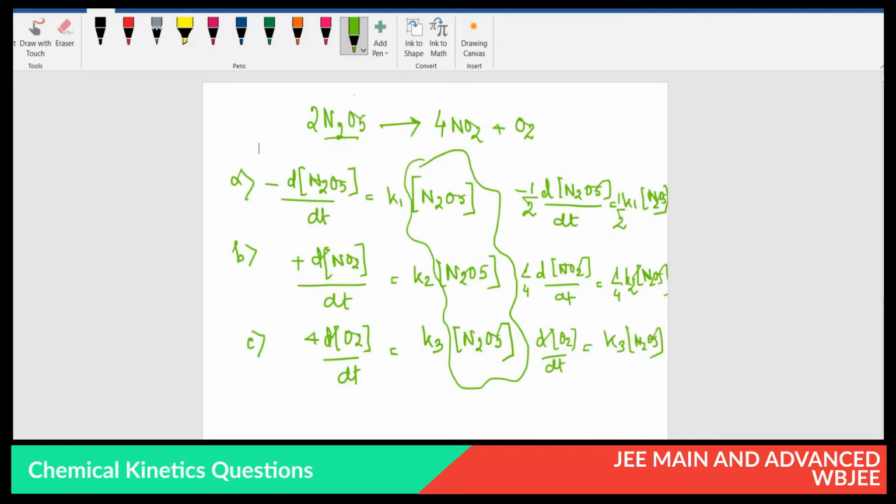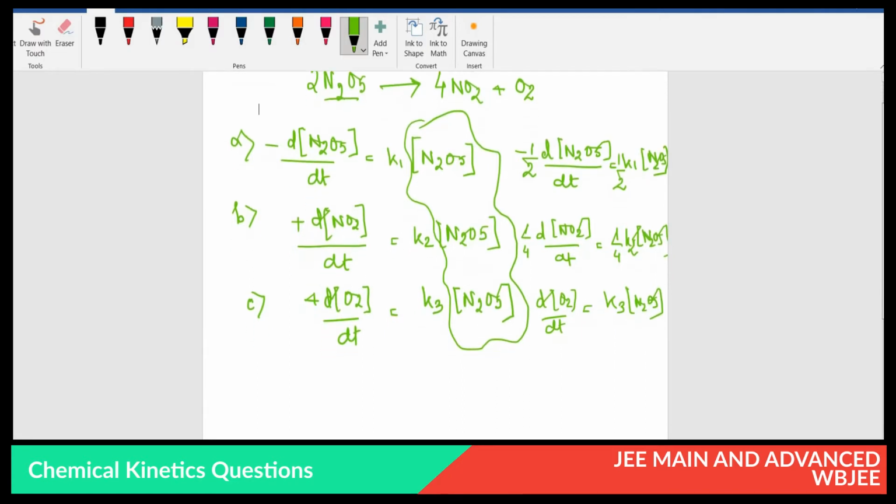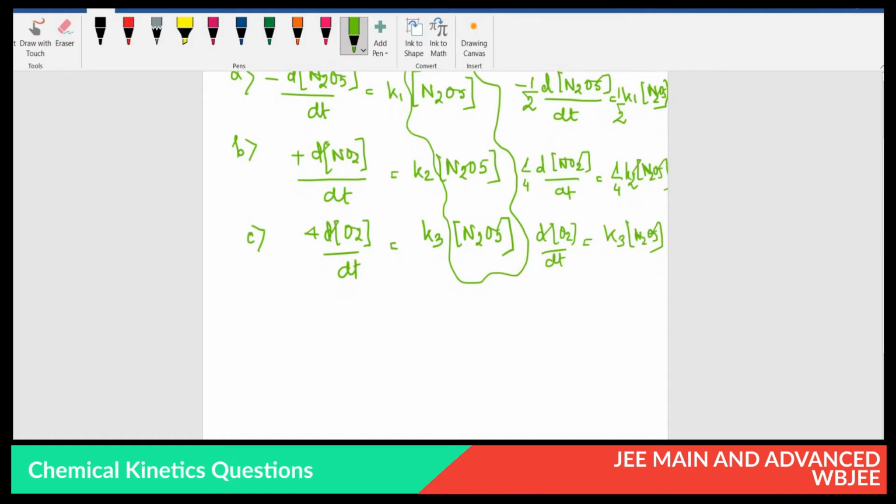Now we have got a form, rather I should say we have got a desired form. Right. Now what do we actually do? We write the rate of change of reactant concentration, d[N2O5], which should be equal to the rate of change of product concentration. This is the basic principle of chemical kinetics, right?